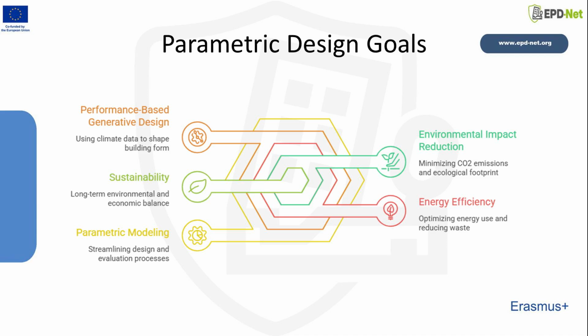The primary goals of applying parametric design to climate-responsive architecture revolve around achieving energy efficiency and environmental friendliness by streamlining complex design and evaluation processes. Parametric modeling enables architects to overcome the time-consuming challenge of evaluating energy performance in early design stages by dynamically controlling geometry to evaluate a large number of alternative solutions quickly and efficiently.